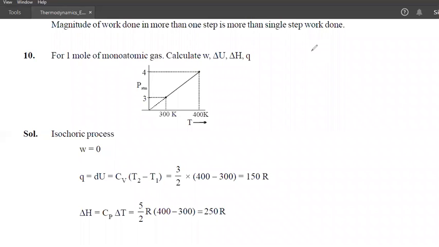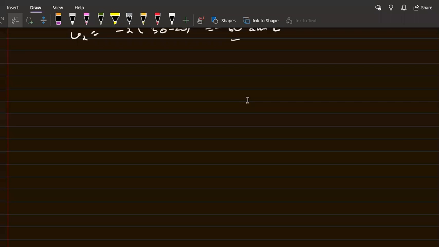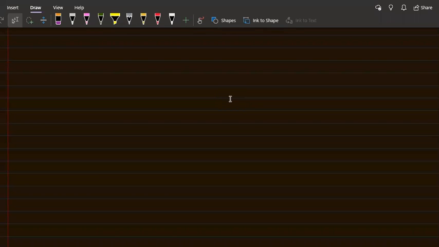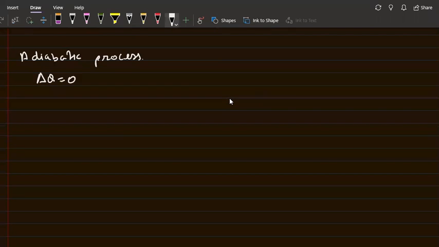Okay, very good. So I guess we have discussed all the processes except the adiabatic process. So we will start the adiabatic process. Right now, see this adiabatic process. So we know that in an adiabatic process, delta Q is equal to 0. Yes or no? Right? Delta Q is equal to 0.